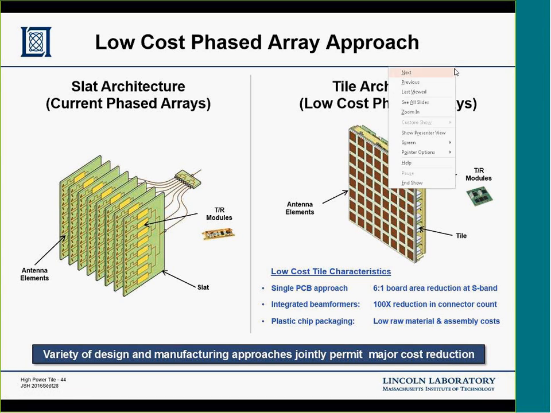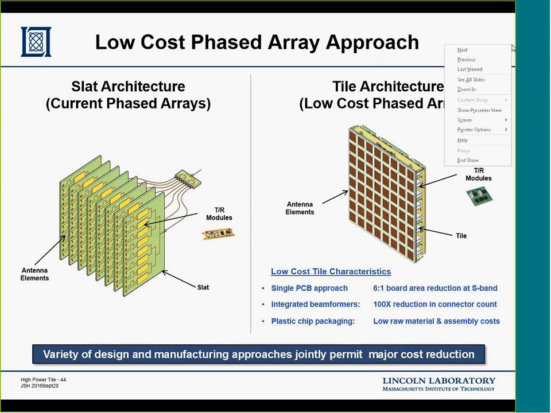On the right-hand side is something that's a little more typical of what we see in the wireless cell phone industry approach of trying to integrate as much as possible into printed circuit boards or on chip. By doing that, you can significantly reduce cost. And as I say, there are several ways you do that. First, by reducing the board area. In this case, the example I'm showing is an S-band of over a factor of 6 board area reduction.